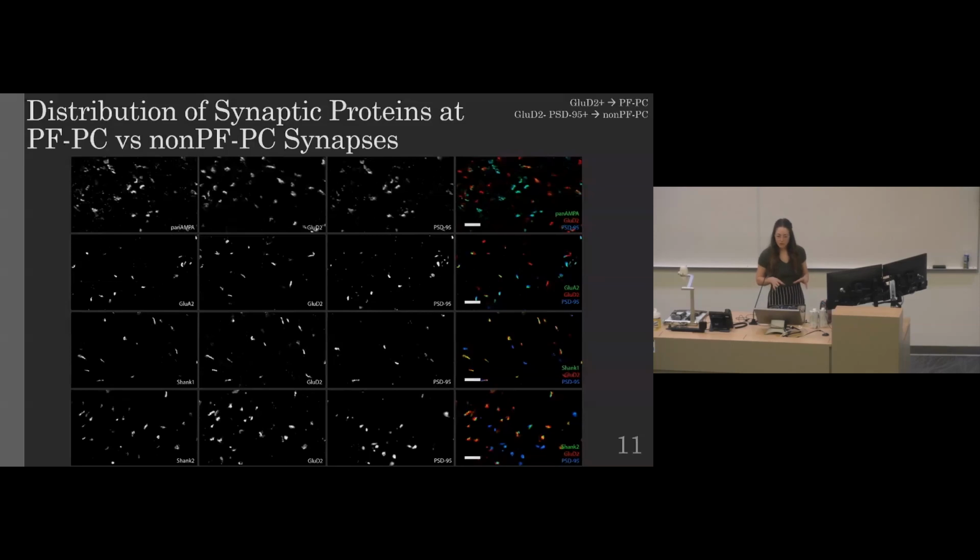And in the bottom two panels, you can see SHANK1 and SHANK2, and we can see the opposite pattern, where GLUD2 positive synapses are also positive for SHANK1 and SHANK2, whereas PSD95 positive synapses are not as often positive for SHANK1 and SHANK2.